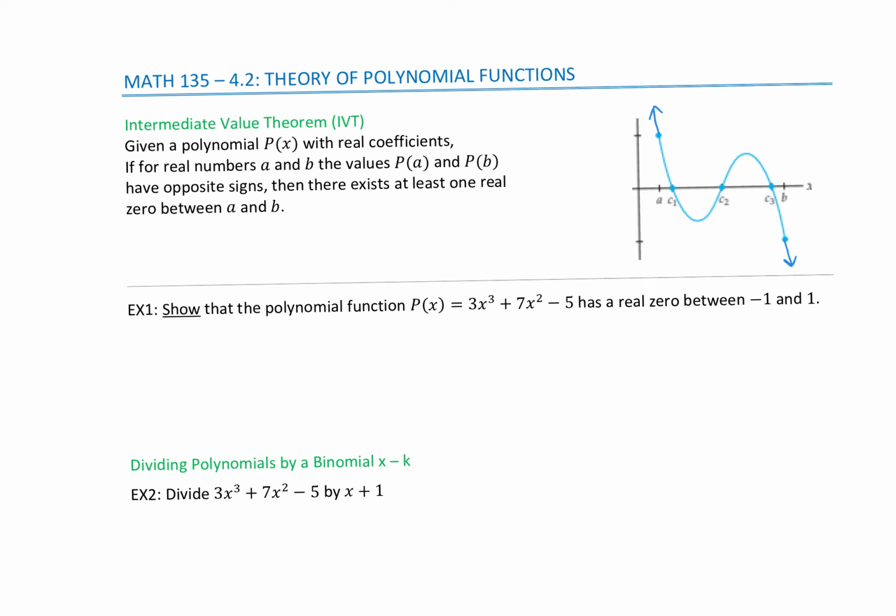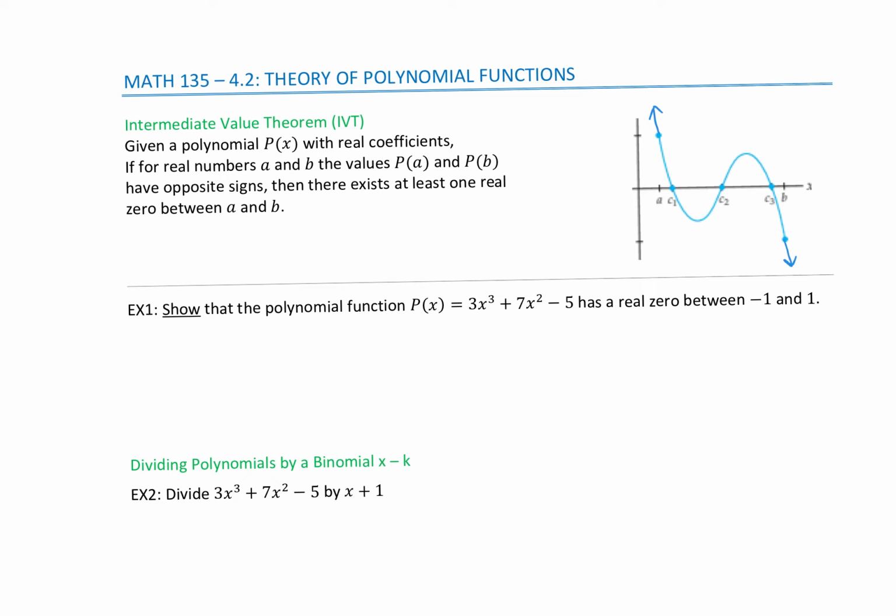We're going to talk about what we call the intermediate value theorem, and I'm just going to say IVT for intermediate value theorem. The intermediate value theorem, or IVT, depends on a continuous smooth function like polynomials. So let's say you do have a polynomial, and let's say that for real numbers a and b, the corresponding y values, p of a and p of b, have opposite signs. Let's go ahead and look at this graph.